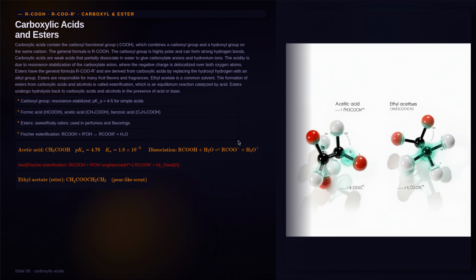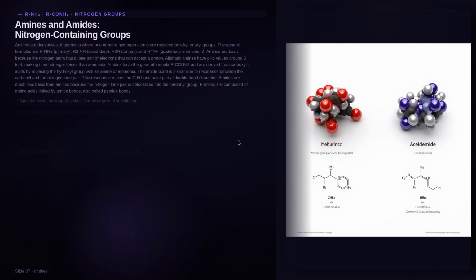Esters have the general formula RCOOR' and are derived from carboxylic acids by replacing the hydroxyl hydrogen with an alkyl group. Esters are responsible for many fruit flavors and fragrances. The formation of esters from carboxylic acids and alcohols is called esterification, which is an equilibrium reaction catalyzed by acid.